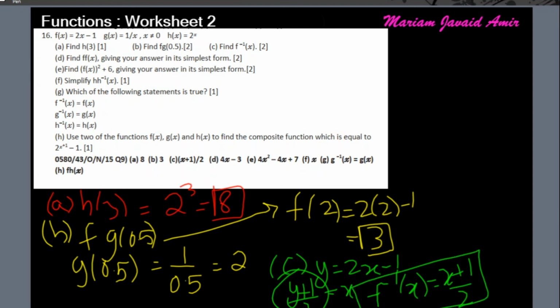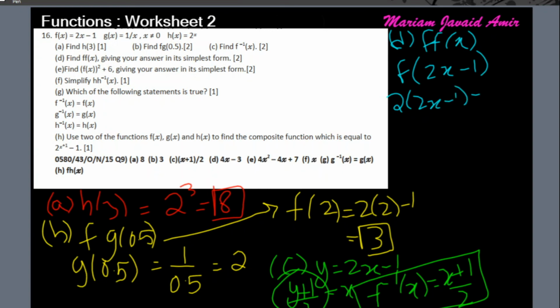Part D, find f(f(x)) in its simplest form. So f of f(x) is 2x minus 1. So in f, change x to 2x minus 1. We get 4x minus 2 minus 1, which is 4x minus 3.